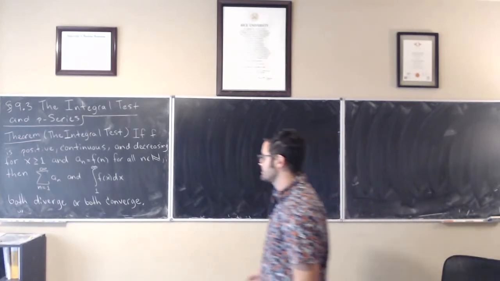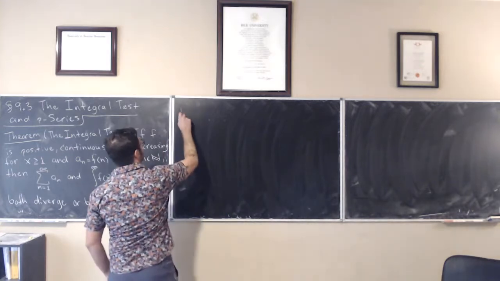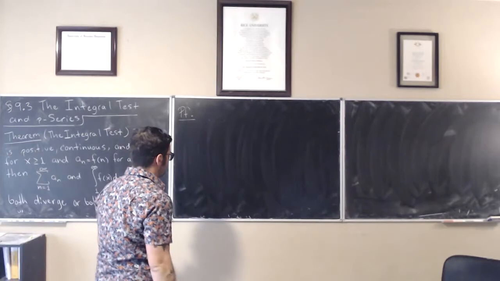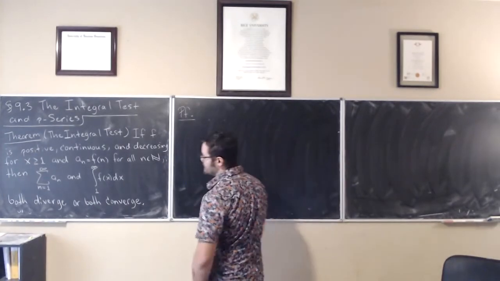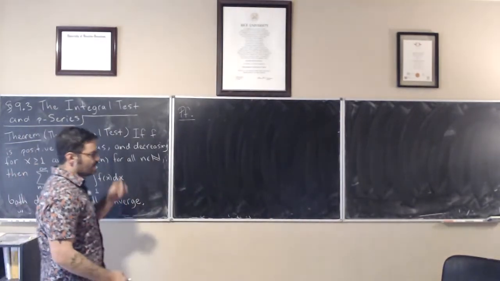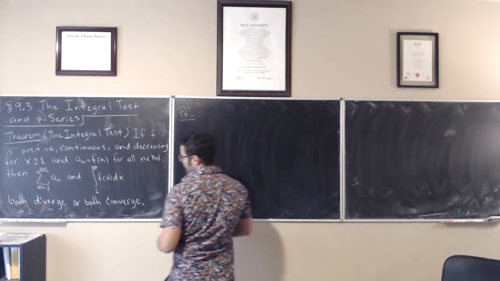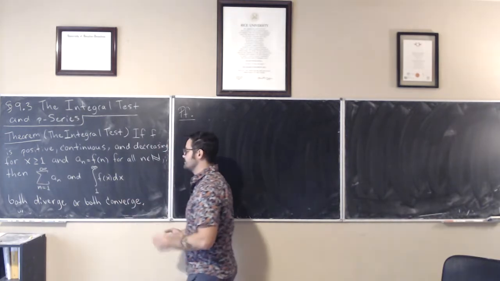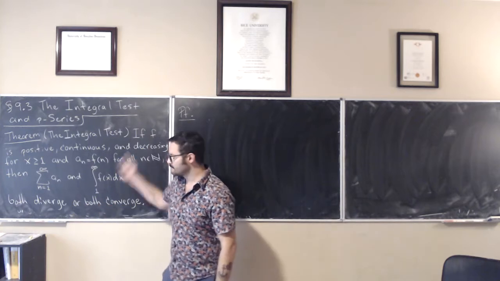So to see this, I'll give a brief argument. We'll look at the partial sums. That's how we determine convergence of the infinite series. And we'll compare the partial sums to, not improper integrals, we will compare these partial sums to definite integrals that you'll see.